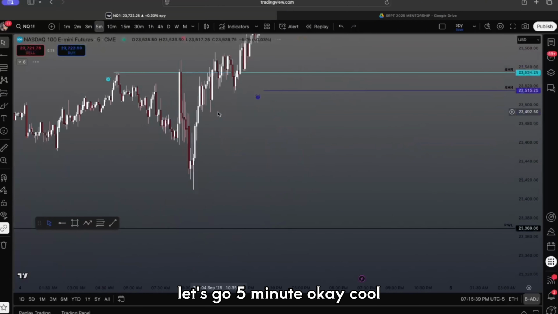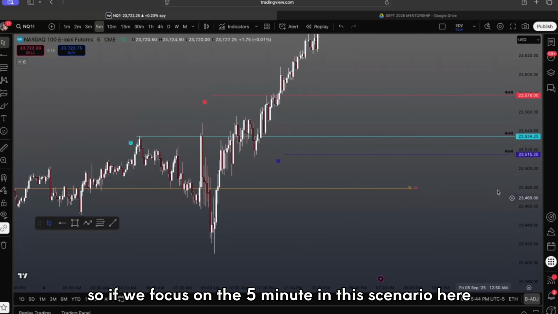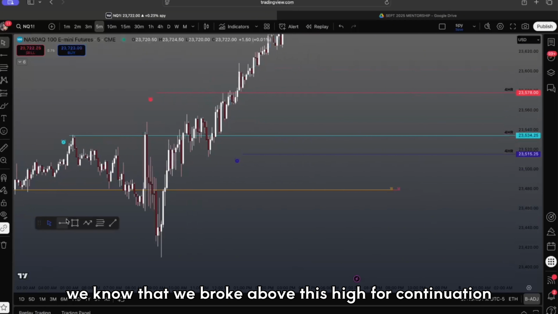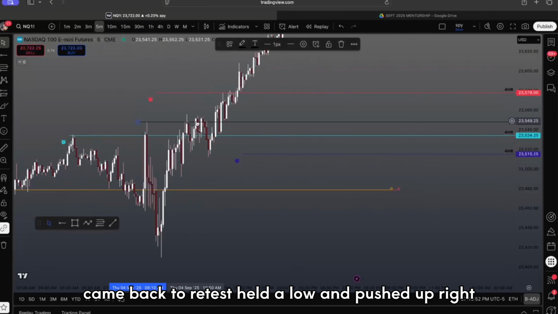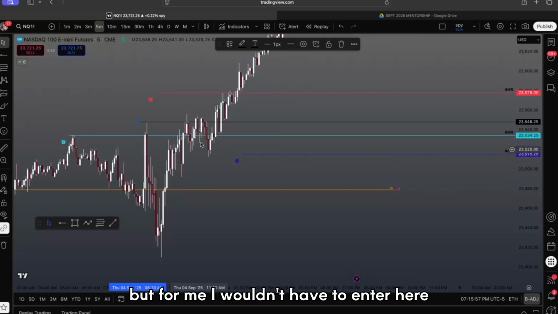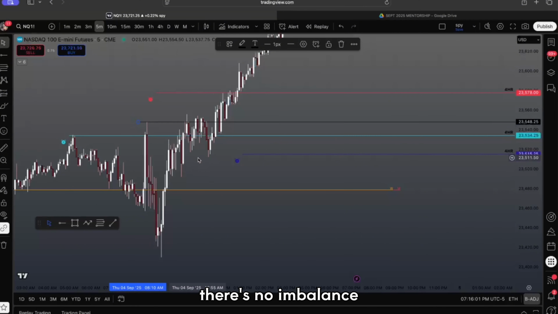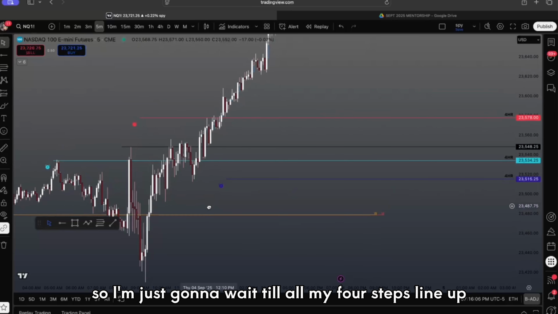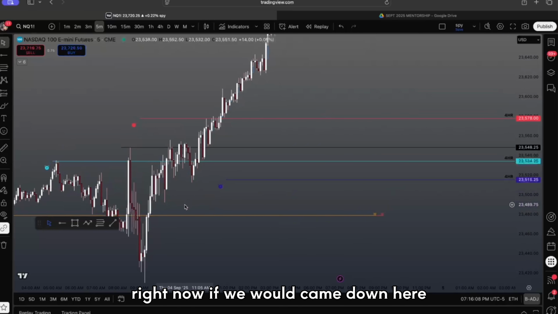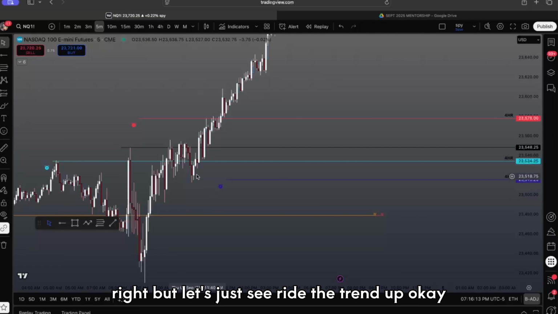Let's go 5 minute. Okay, cool. So off the 5 minute here, if we focus on the 5 minute in this scenario, we know that we broke above this high for continuation, came back to retest, held a low, and pushed up, right? But for me, I wouldn't have taken entry here because there's no other piece of confluence, meaning there's no order block, there's no imbalance, there's no other piece of evidence for me here to go long. So I'm just going to wait till all my 4 steps line up, right? Now, if we had come down here, then possibly, because then we would have had an imbalance tap, right? But let's just see, ride the trend up.